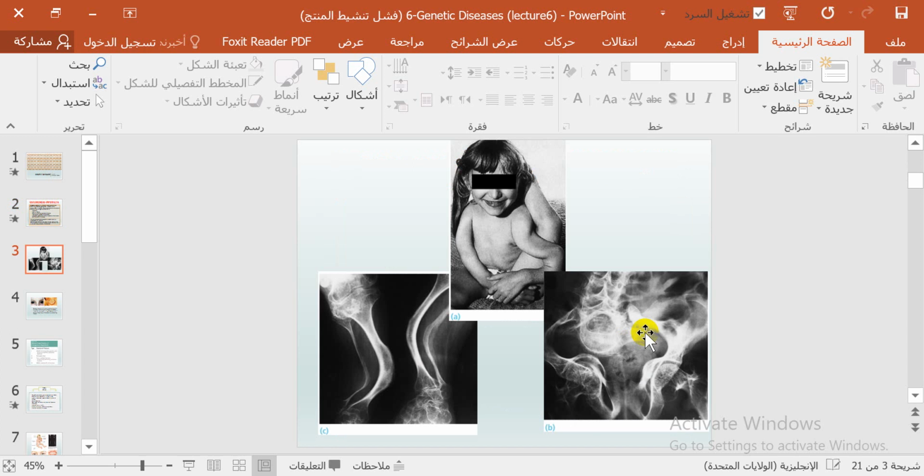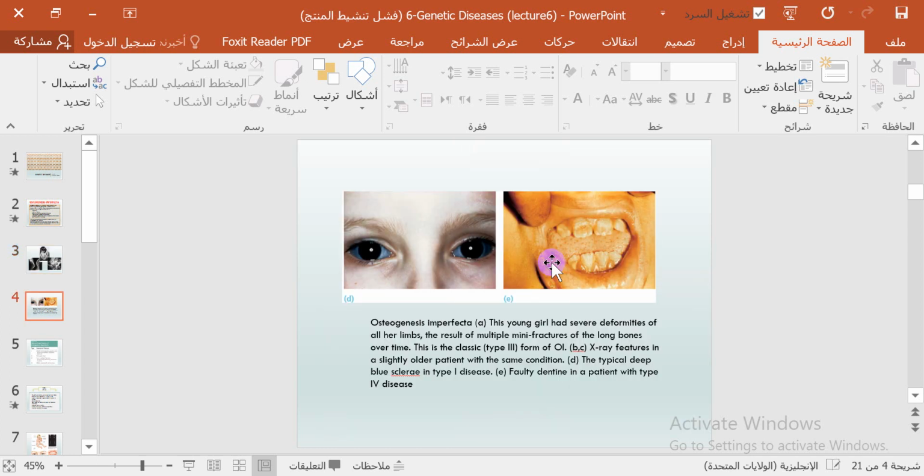Here you see the soft bone. The child can crawl with the lower limbs on the upper limbs, crawling like a worm. This is soft bone, liable to fracture and deformities. Here you see the dentinogenesis.